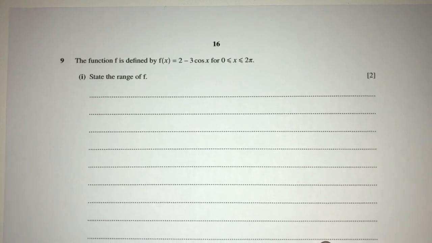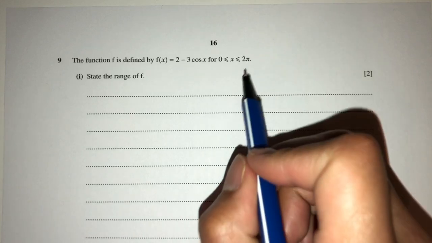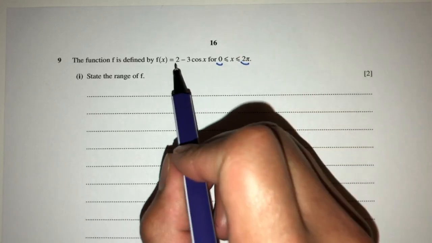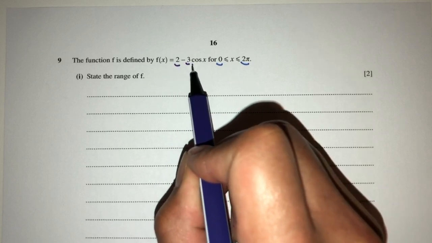Now let's move on to question number 9. The function f is defined by f of x, given by this, between the values of 0 and 2 pi. Okay, so first thing first, state the range of f, so pretty easy. The idea here is that this is a constant, and here it is only a multiple, so what changes? Only this value will change.